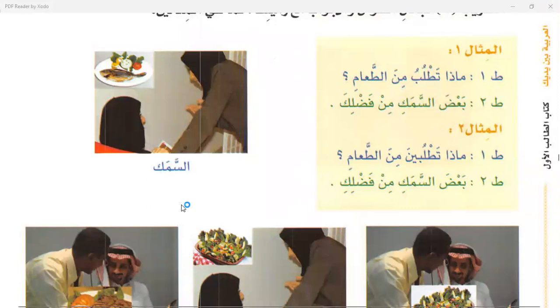Okay, Miss Rahma, you are first student, and Miss Amina, you are second student. Assalamu alaikum. Wa alaikum assalam. Continue.